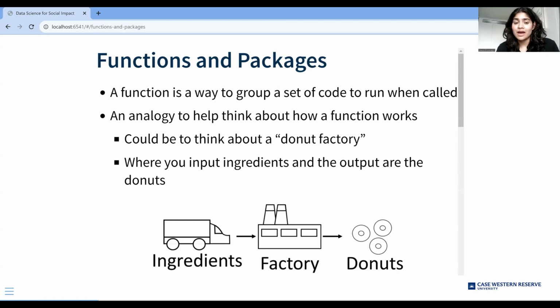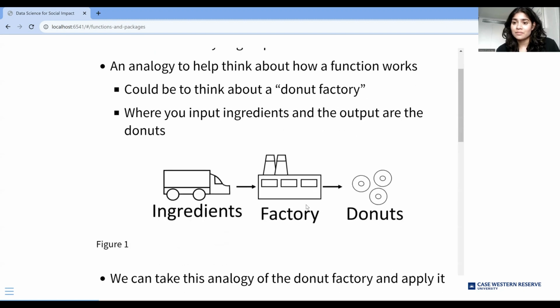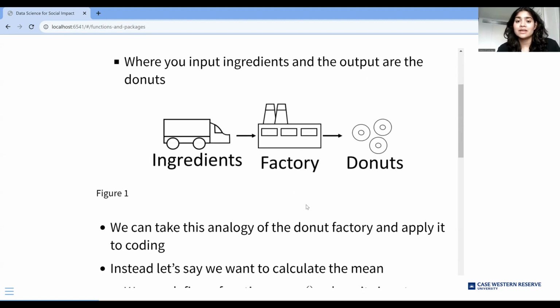Before we go any further, I just want to quickly refresh on what functions and packages are in coding. A function is a way to group a set of code to run when called. An analogy I like to use to understand functions is a donut factory. We're trying to make donuts at a large scale. We first get the ingredients, then input these ingredients into the factory where the magic happens in terms of baking and making those donuts. Then the factory outputs the donuts for the consumers to consume.